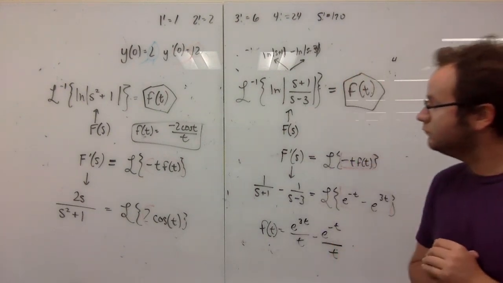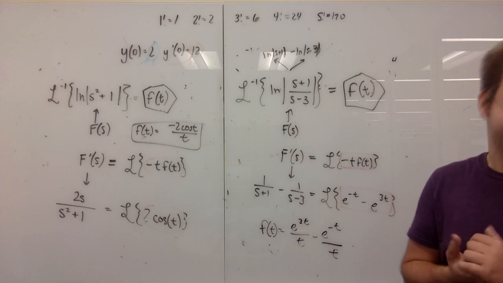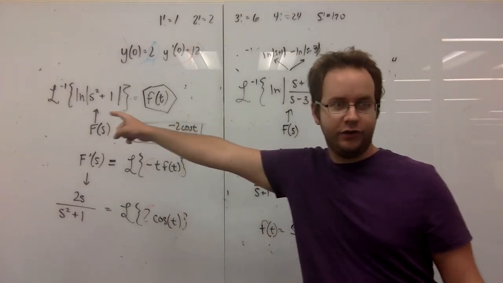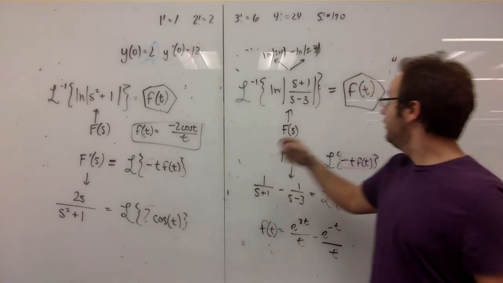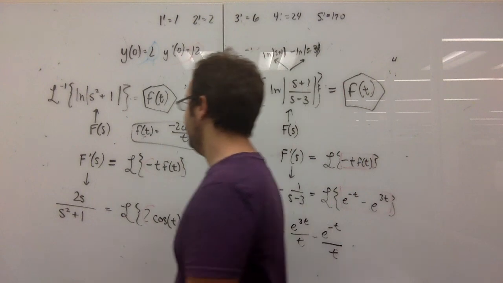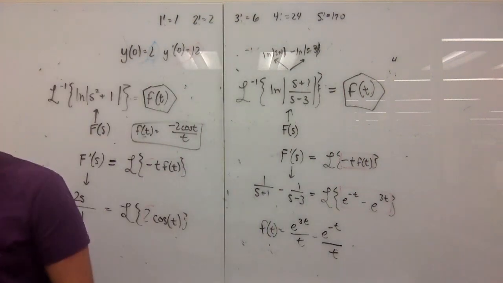So you only do this when you don't have any other way to solve it. Certainly this one was not on your table. Arctangent of s is not on your table. Anything involving ln is not on your table. So you wouldn't be able to do this without this trick. Cool? That's all we've got.